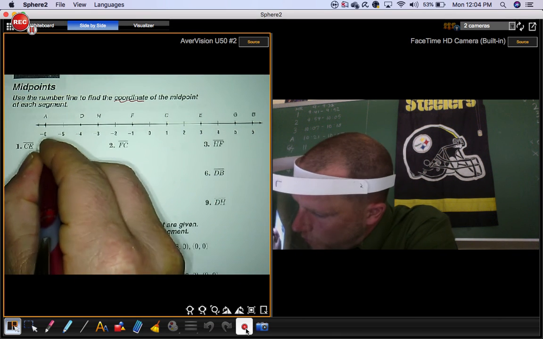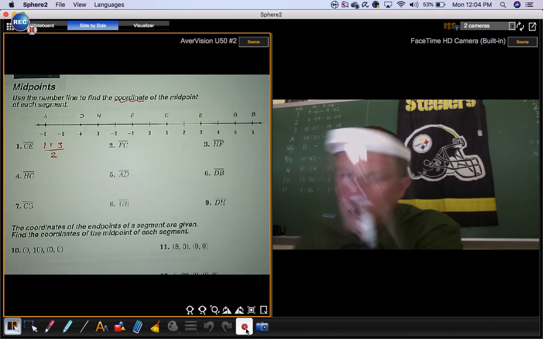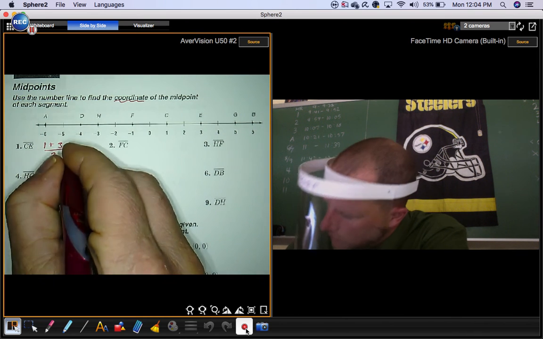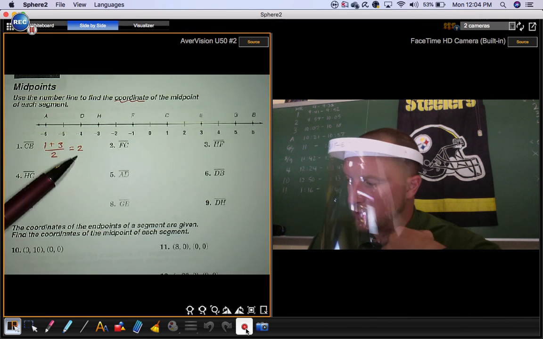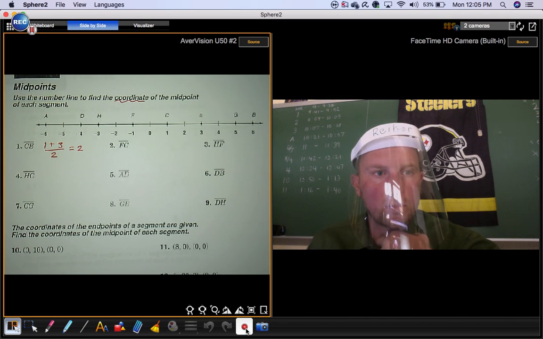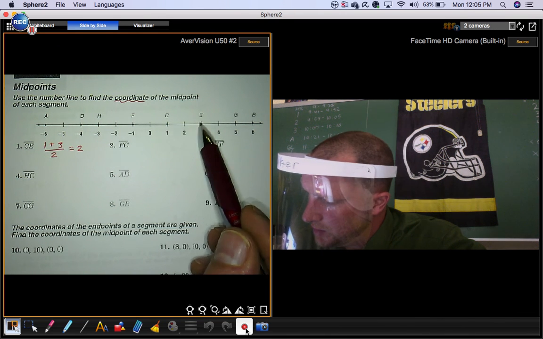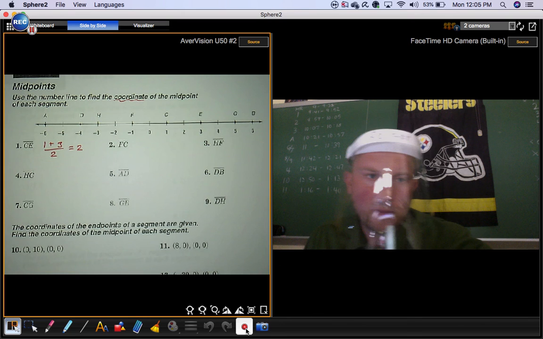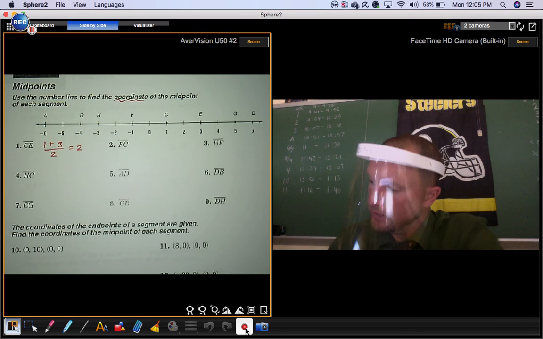C lives at 1, E lives at 3. We're going to average those. 1 plus 3 is 4, and 4 divided by 2 is 2. So, this is the midpoint of segment CE. That makes sense.